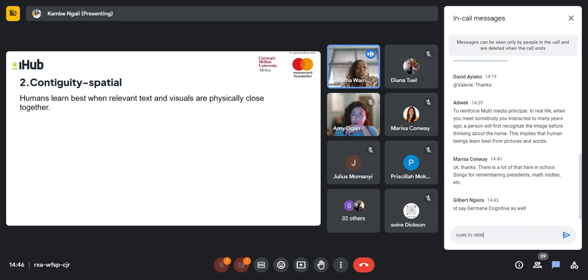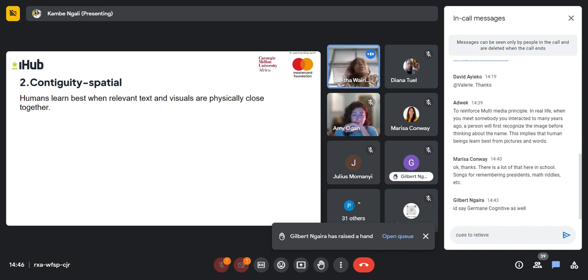Great job, Diana. And so say it's a diagram of the brain. I'm coming to you, Gilbert, thank you. Tell me what it looks like when you're doing a good job and then when you're not, and which of the three types of cognitive load do you think is in play here? So say we have a picture of a brain and the text, like you said, is not close together. What happens then for the learner?